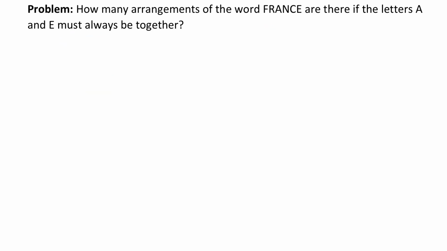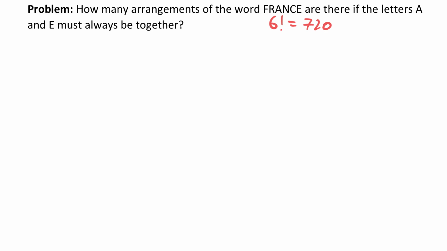How many arrangements of the word FRANCE are there if the letters A and E must always be together? Okay, so remember the normal version would be 6 factorial, which is 720. But now we have to have the A and E always together, so it's going to be less than 720. I'm not sure we'd be able to write them all out. This seems like a lot of examples.